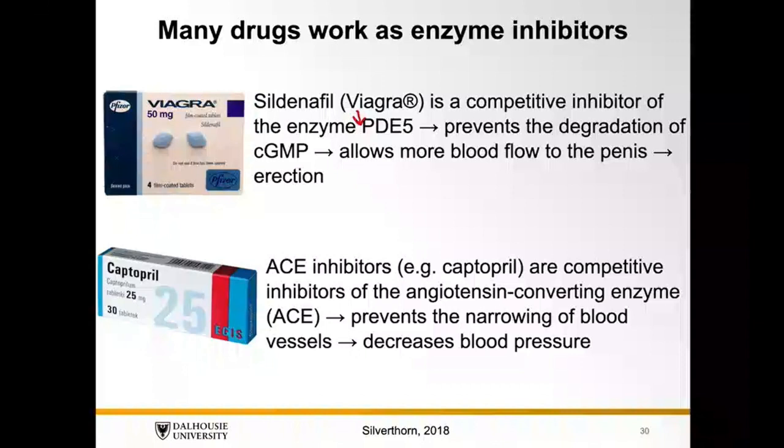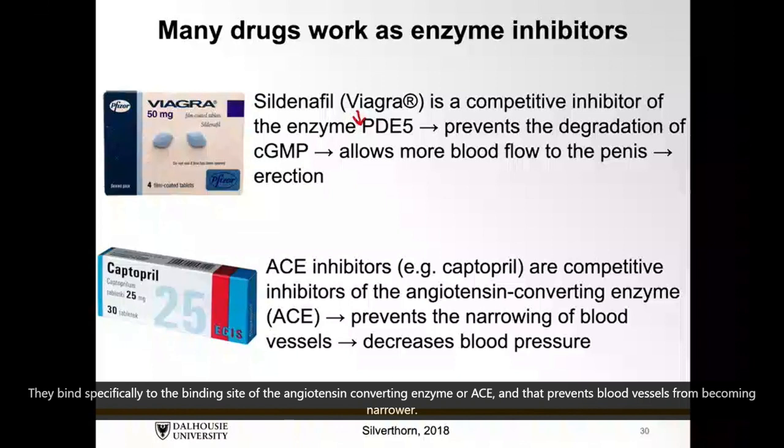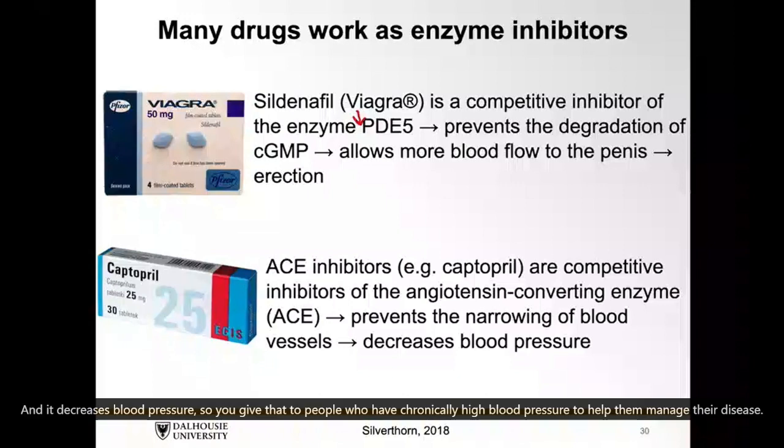ACE inhibitors, which are a large class of drugs to treat blood pressure, are also competitive inhibitors. They bind specifically to the binding site of the angiotensin converting enzyme, or ACE, and that prevents blood vessels from becoming narrower. And it decreases blood pressure. So you give that to people who have chronically high blood pressure to help them manage their disease.